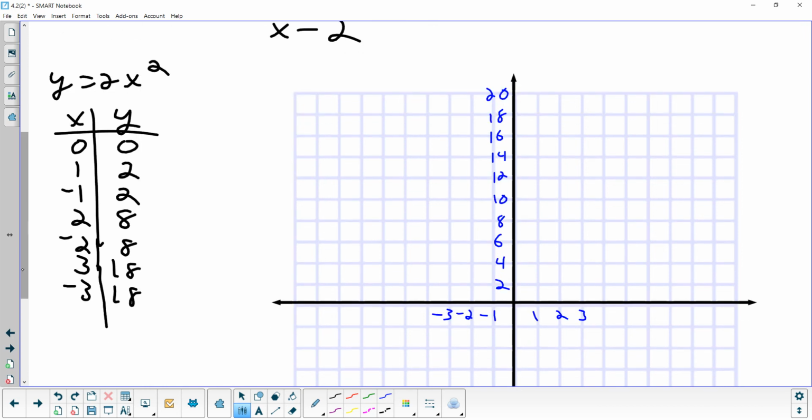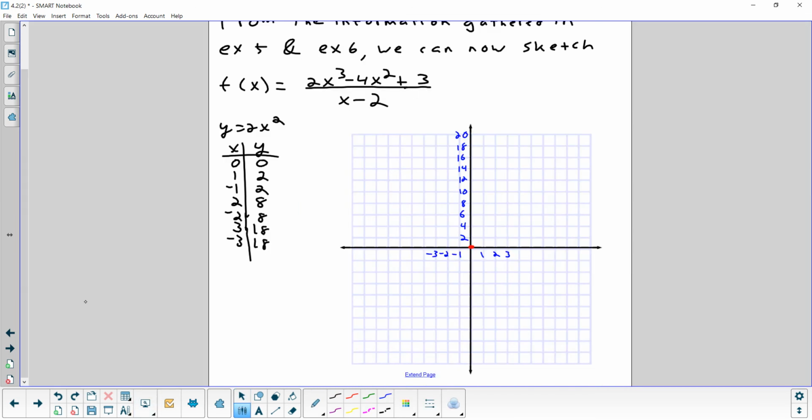All right, so we've got 0, 0. I'm going to make the graph smaller because it's easier for me to draw smaller and then make the graph bigger again by zooming in. 1, 2. Notice I scaled my axes because I need more space. Negative 1, 2. 2, 8. And then negative 2, 8. And 3, 18. And negative 3 up at 18.